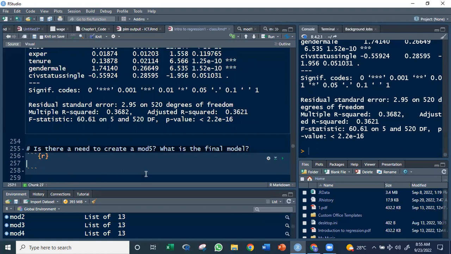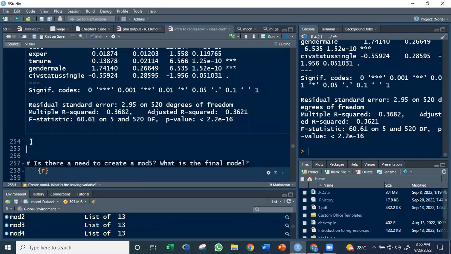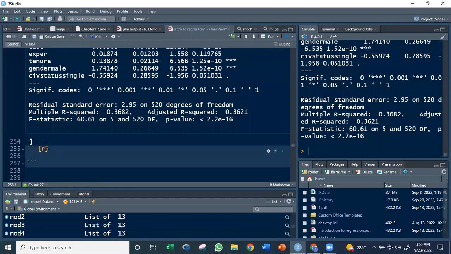Pero let's see. Tingnan natin dito. Mag-Control Alt I ako. Let's see, AIC. AIC natin.